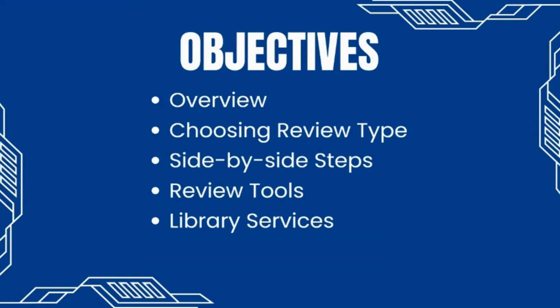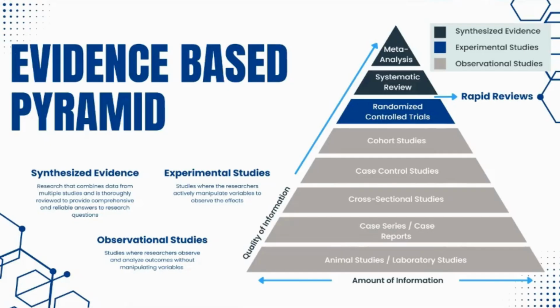This pyramid illustrates the hierarchy of evidence commonly used in research. At the top, you have meta-analysis and systematic reviews, which synthesize existing studies and provide the highest level of evidence. Below that are experimental studies like randomized control trials, or RCTs, followed by observational studies, and so on. Rapid reviews sit just below systematic reviews, providing quicker but not as detailed information.